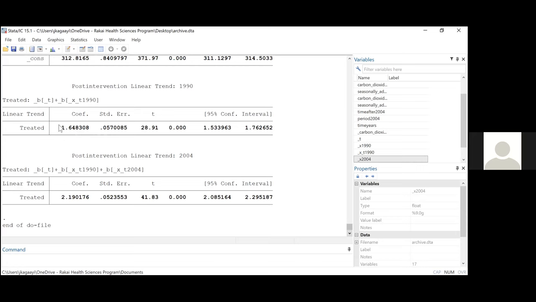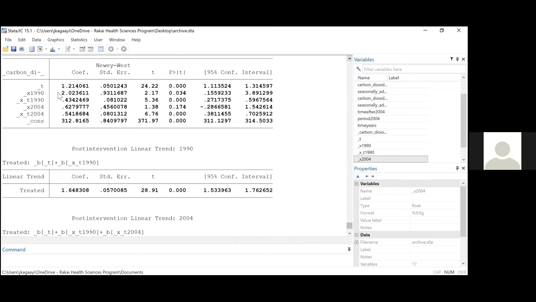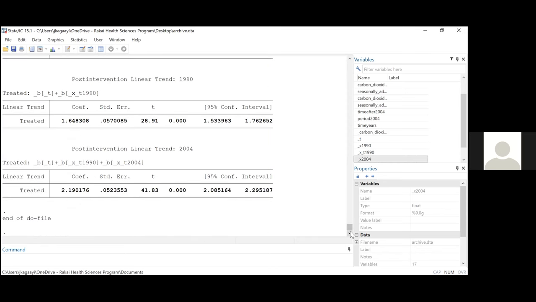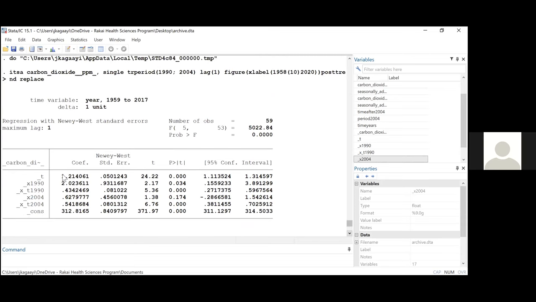So then the 1990 to 2004 trend is this one, which is my beta plus the one that comes from the interaction term. So it adds them together and it gives you the new trend after the change from 1990 to 2004. But then it even gives you the new slope after 2004, which is beta 1 plus this plus that. So it's adding three things here to finally give you the slope after 2004. So it takes that, then adds that, and even adds that. Then you have the new trend for 2004.